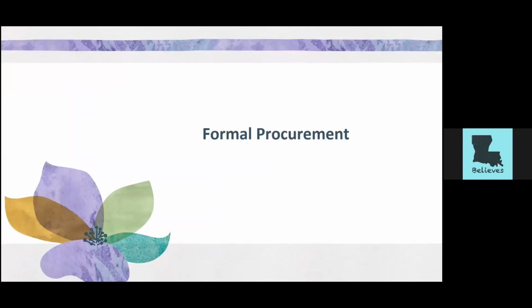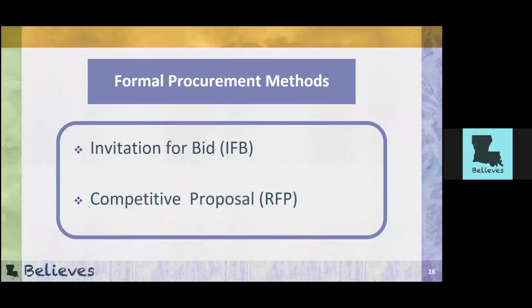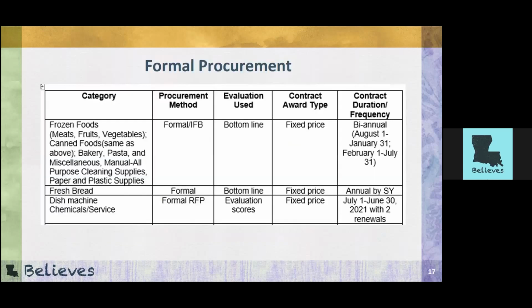Let's review formal procurement for a minute. Make sure that any formal procurement that you're going to use is going to be in your formal procurement section of the procurement plan. We've talked a lot about there's 2 types, an IFB and an RFP, that can be used. And so you're going to add all of your formal procurements to the formal procurement table.